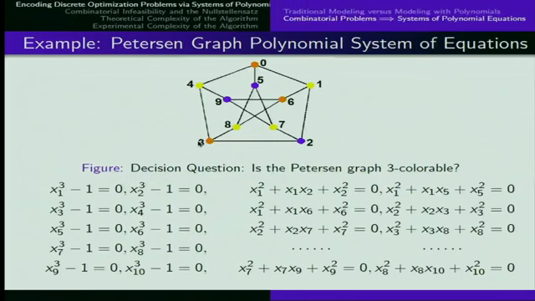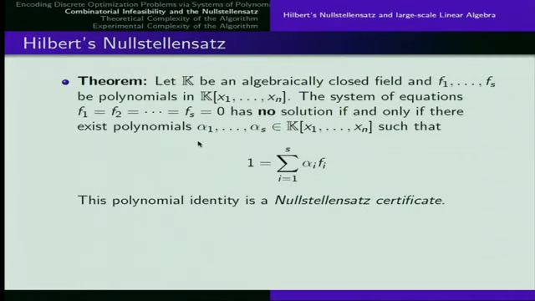So here's the system for the Petersen graph. Then the question of k-colorability becomes the question of finding whether this system of equations has a solution or not, right? Okay. So for that, instead of talking about the Positivstellensatz, I want to have some kind of theorem that tells me about the non-solvability over the complex numbers or over an algebraic field. So here's the Nullstellensatz, the famous Hilbert Nullstellensatz, going back to David Hilbert.